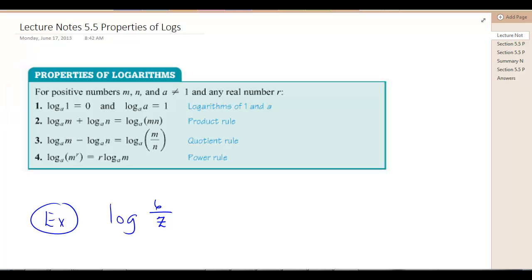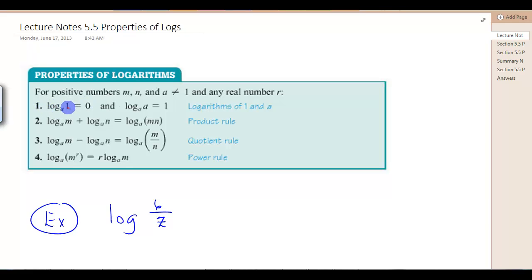This is section 5.5, properties of logs. So now we're going to get some rules that we will use to either condense to single logs or expand to multiple logs. So the main ones are right here.